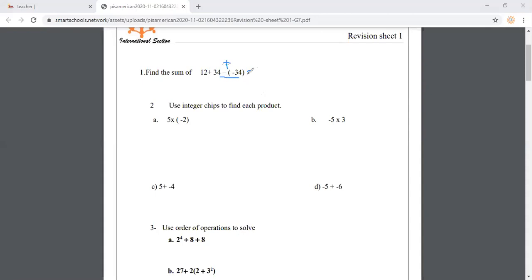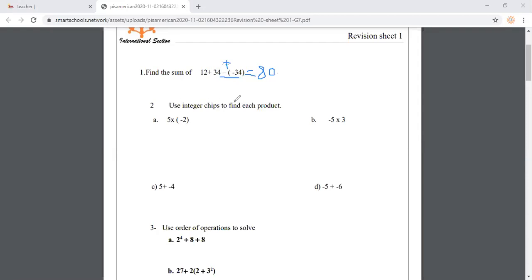So the answer will be equal. We will start with 2. This is 2 plus 4, 6, plus 4, 10, so 0 and carry 1. 1 plus 1, 2, plus 3, 5, plus 3 equals 8. Then for the first question, it will be equal to 80. Let's move to the next one.